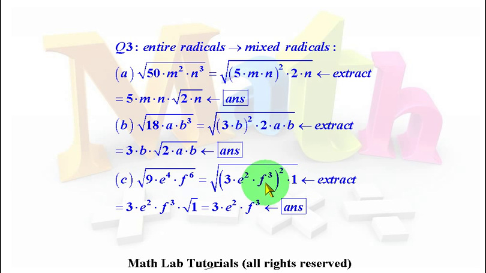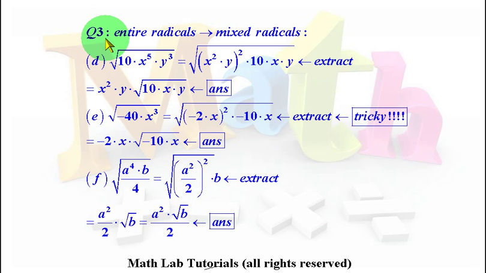Okay, so we take the good guy, bring it outside the radical, and we get 3e squared times f cubed. And of course, we're left with the square root of 1, and we know the square root of 1 is just 1. So we're just left with 3e squared f cubed as the final answer. Okay, let's go on to the next slide.